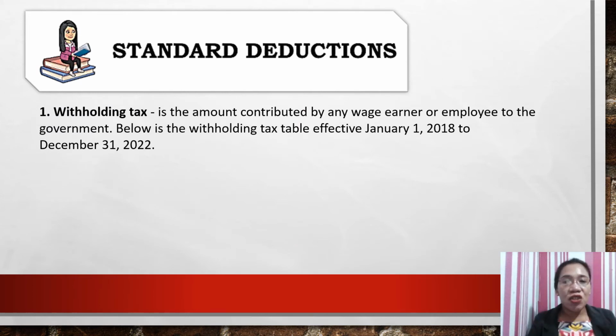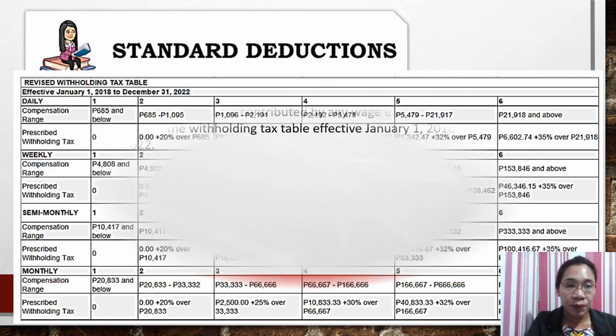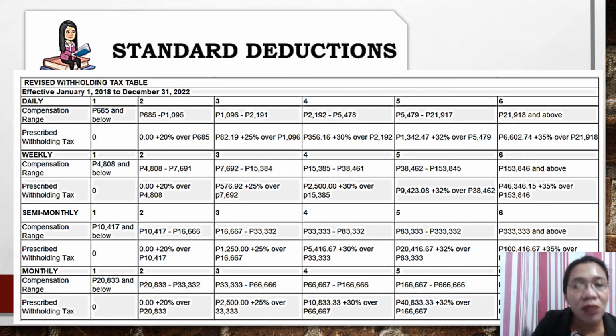Okay, standard deductions. So after we identify the taxable and non-taxable benefits, let us now enumerate the different standard deductions in the payslip. The following are some standard deductions of a wage earner. Number 1 is withholding tax. Withholding tax is the amount contributed by any wage earner or employee to the government. Below is the withholding tax table effective January 1, 2018 to December 31, 2022. This is the revised withholding tax table.